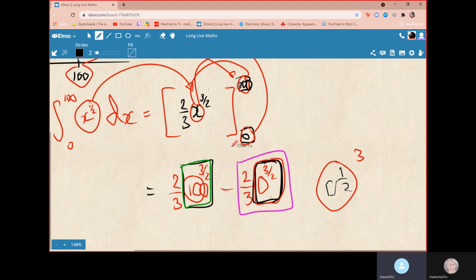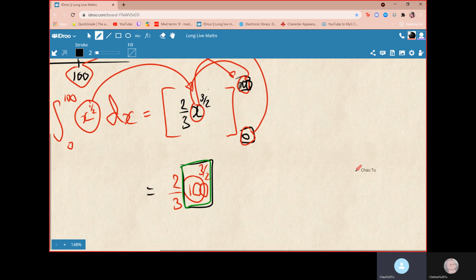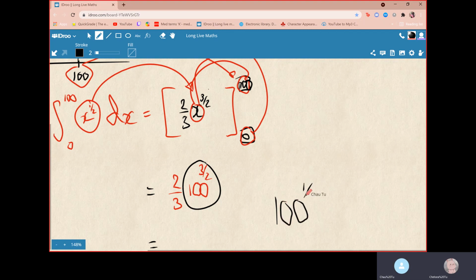So we're going to forget about this. Take away zeros, useless, right? So what's this 100 to the power of 3 over 2? How are you going to break this up? You're going to visualize 100 to the power of 1 over 2. So that'll be the square root of 100, which is 10.